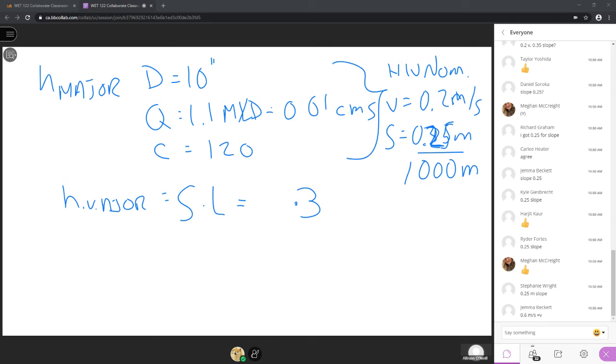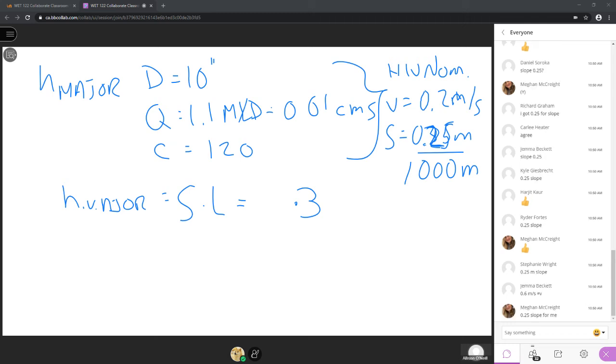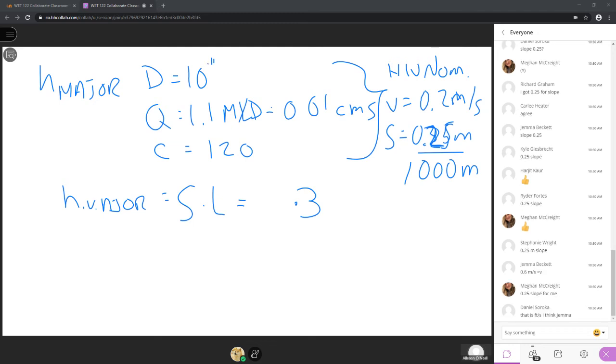Okay. Gemma, your velocity seems out compared to everyone else. Are you reading it off the correct line? You should be reading it off the same line where you do your QD line, where you're connecting these two. Oh, is that feet per second that Gemma's read off? Okay.